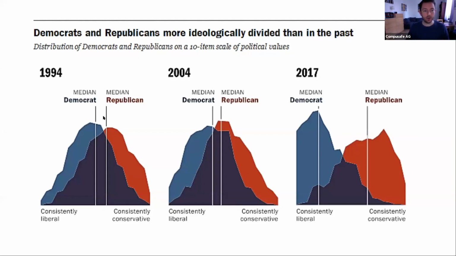So in this chart, you can see that in 1994 and 2004, the average Democrat and the average Republican were pretty close together, pretty close in the center. But now in 2017, that center is getting pushed more and more apart. And this is a big problem in America.